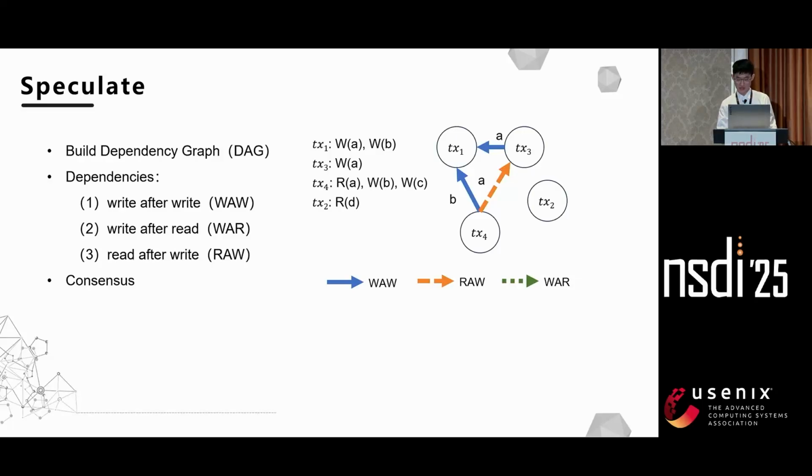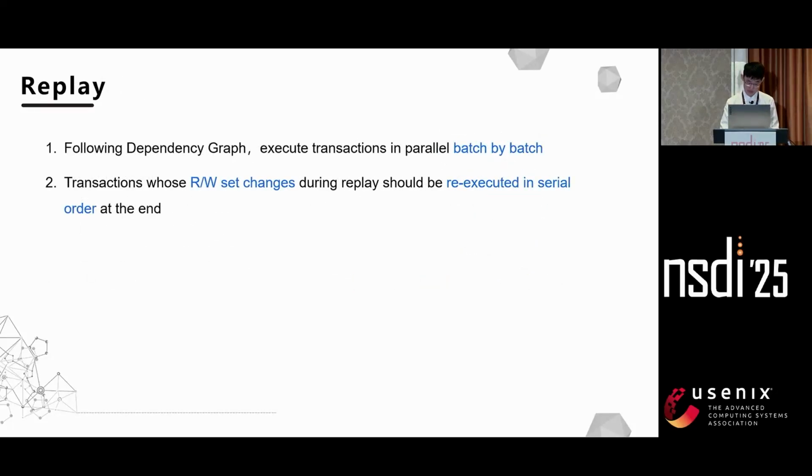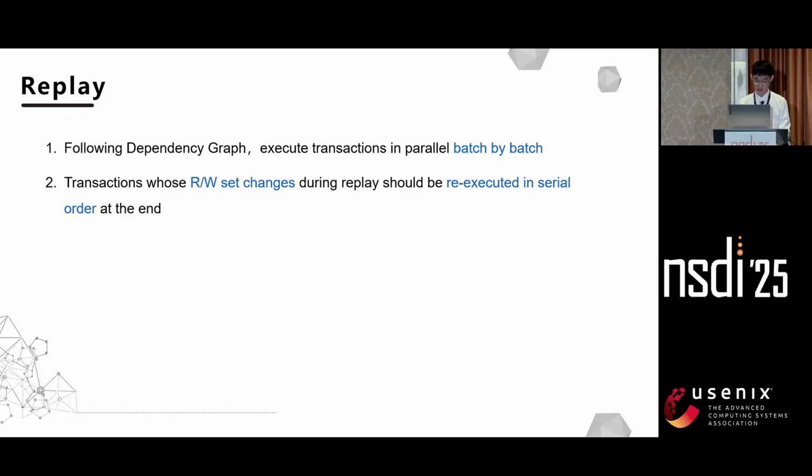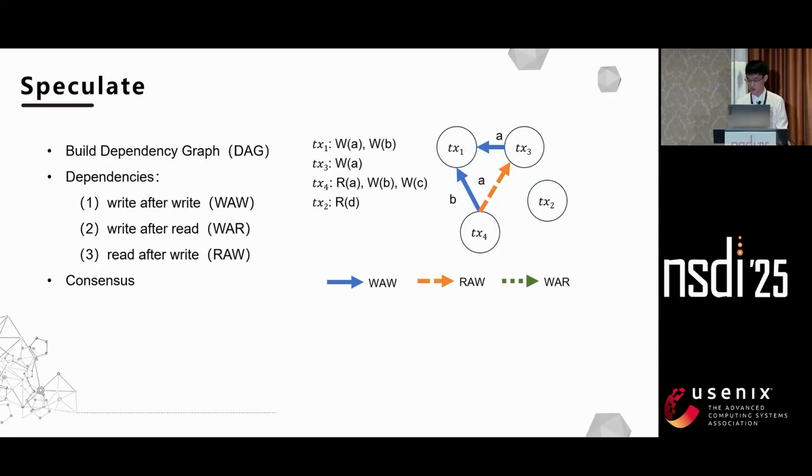For example, TX1 writes A and writes B. It doesn't have dependencies with previous transactions. And TX2 just reads D, so it doesn't have dependencies. TX3 writes key A, so it has a WAW dependency with TX1. And TX4 reads A, writes B, and writes C. It has WAW with TX1 and RAW with TX3.